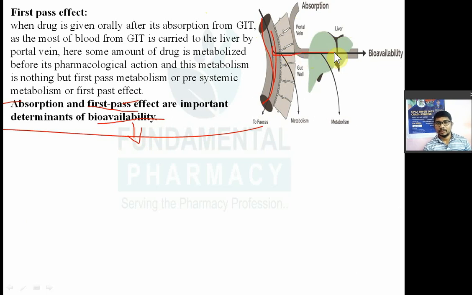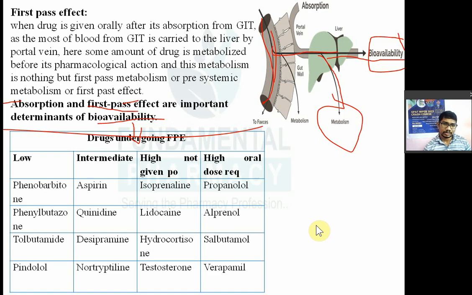There are also certain enzymes present in the GIT which metabolize the drug before reaching the systemic circulation or before showing the pharmacological effect, also known as pre-systemic metabolism. So which drugs show more first pass effect? As per the biopharmaceutical classification, drugs are classified into four groups.